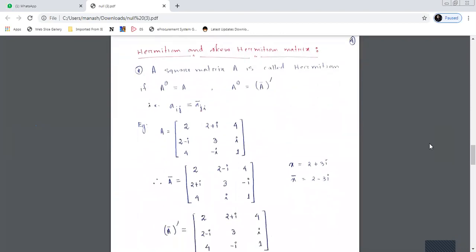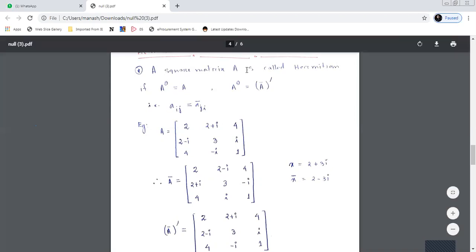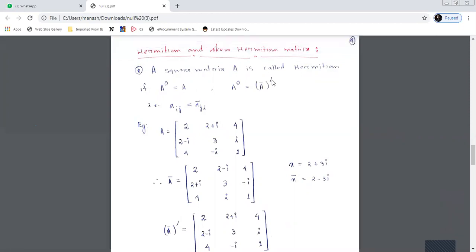Now it is Hermitian and skew Hermitian matrix. A square matrix A is called a Hermitian matrix if A to the power theta is equal to A. A to the power theta means A bar whole dash. That means at first you have to take the conjugate, and after that you have to take the transpose of the matrix.